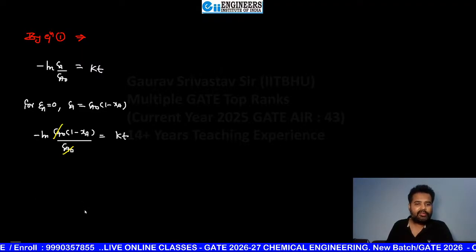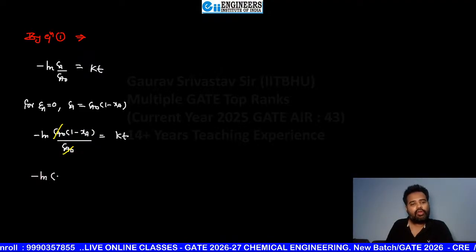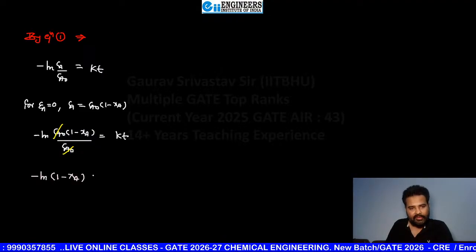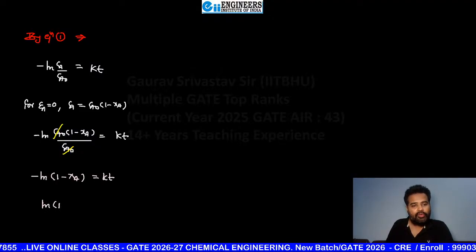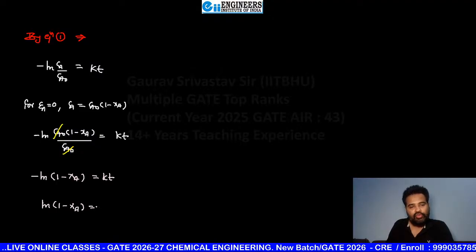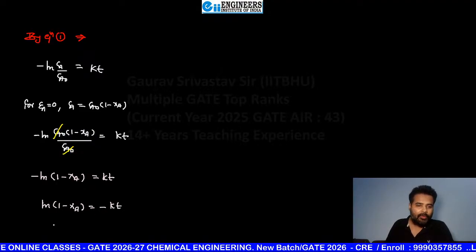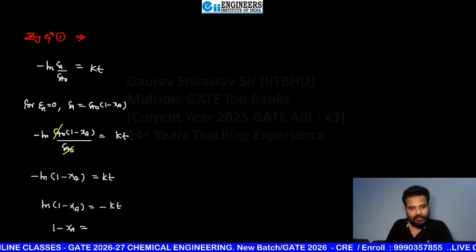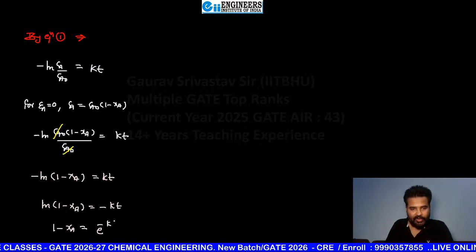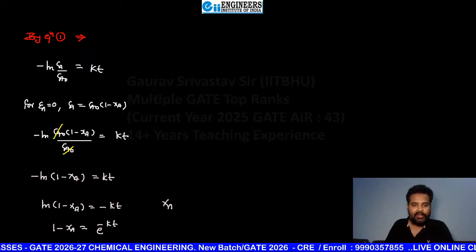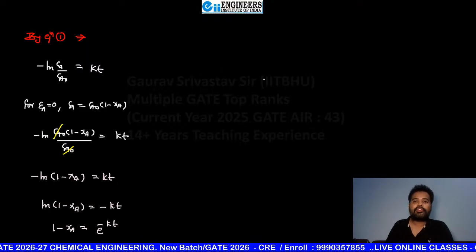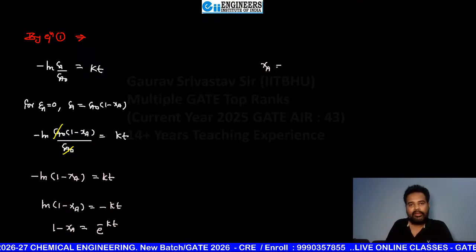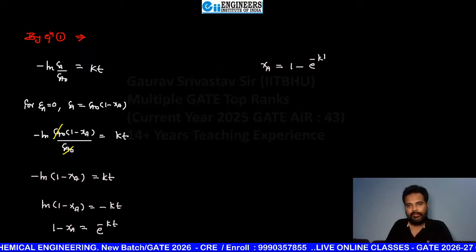Minus minus cancelled here. Now we can write ln of 1 minus XA is equal to KT, or further solving, ln of 1 minus XA is equal to minus KT, or 1 minus XA is equal to e raised to power minus KT, or my dear students, from this equation XA can be written as 1 minus e raised to power minus KT.